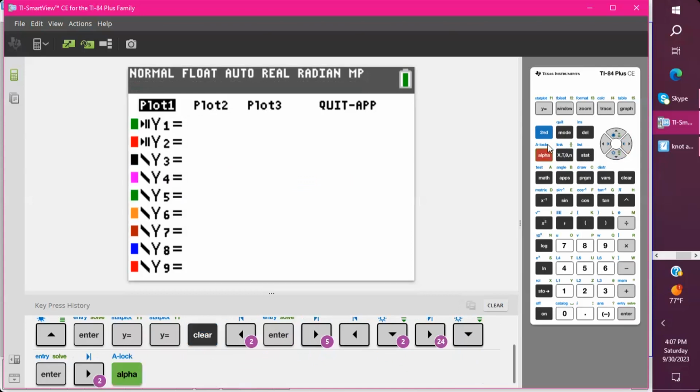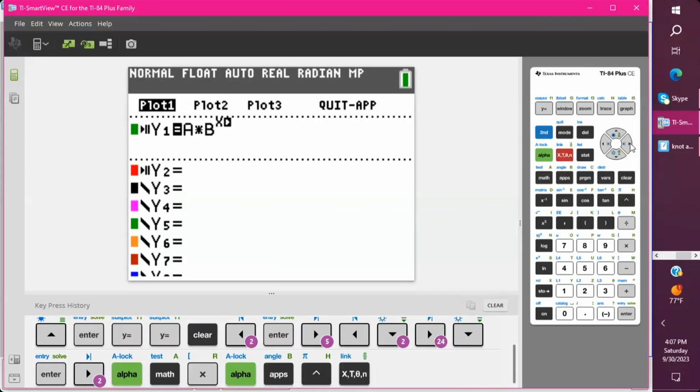I'm going to go alpha. Oops, I think I hit second. No, I didn't. Alpha A multiplied by alpha B raised to the x power. And I'm going to get out of my equation.